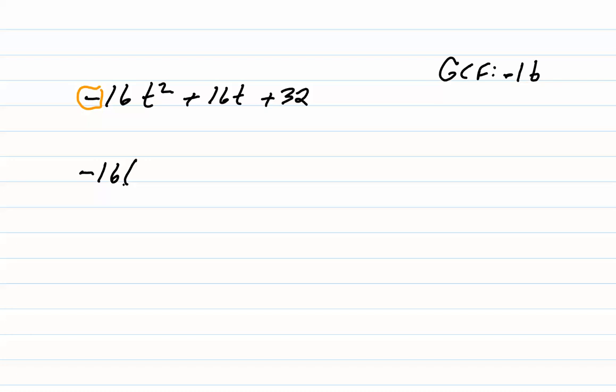We can't factor out any of the unknowns because even though t squared and t have a common factor, the 32 basically has, in essence, t to the 0. So there's nothing we can really factor out of that. So if we take minus 16t squared divided by minus 16, we're simply left with t squared. If we take 16t divided by minus 16, we're left with minus t. And if we take 32 divided by minus 16, we're left with minus 2. And we can complete that.